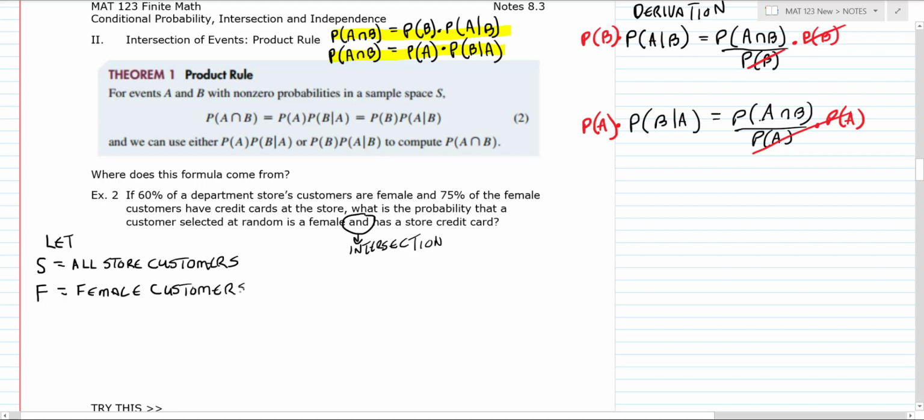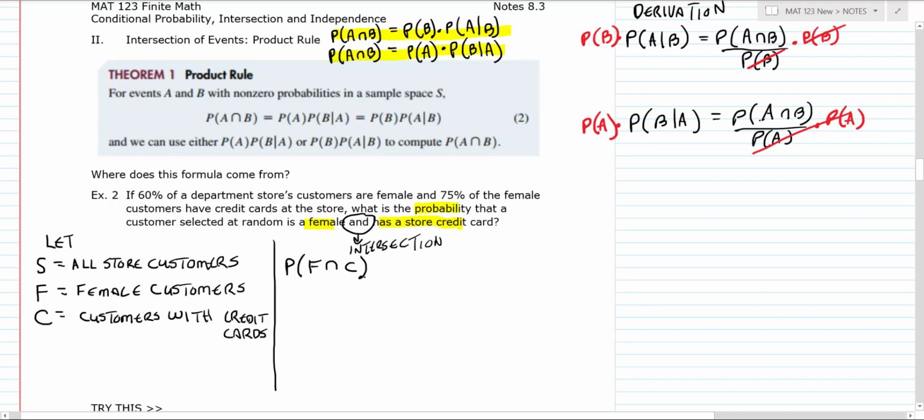Okay, and the other thing is this has to do with credit cards. So C is going to be the customers with credit cards. Okay, so that's kind of what we have in the problem. All right, now the question on this is: what is the probability that a customer is female and has a credit card? So that means the probability that you're female intersect you have a credit card.